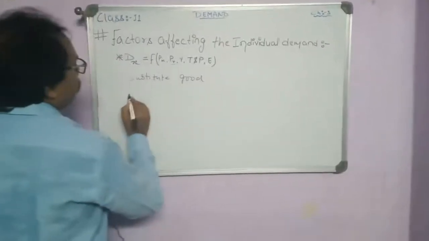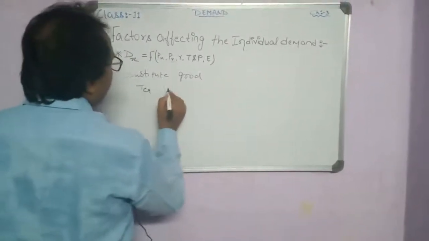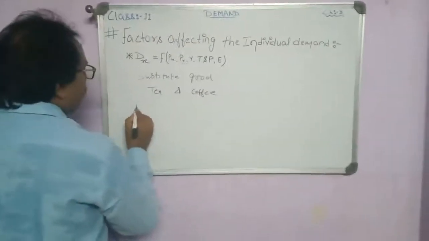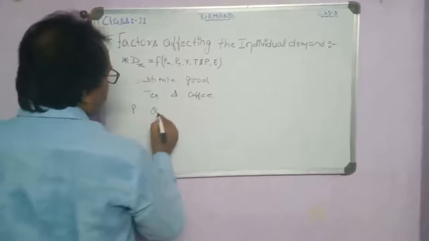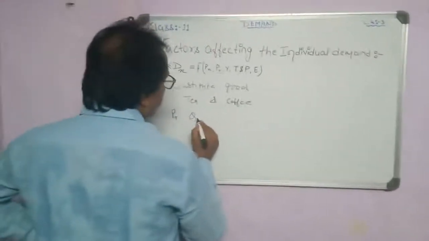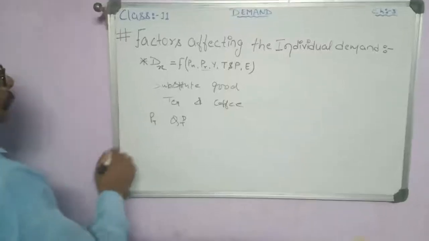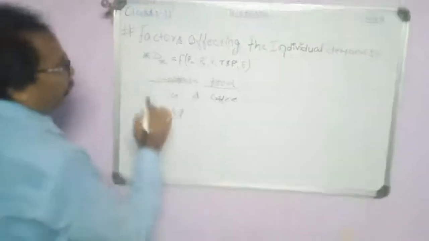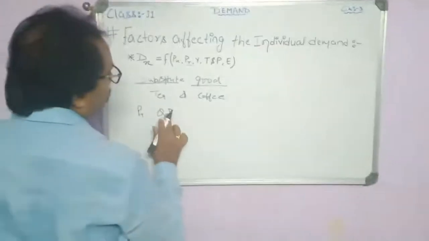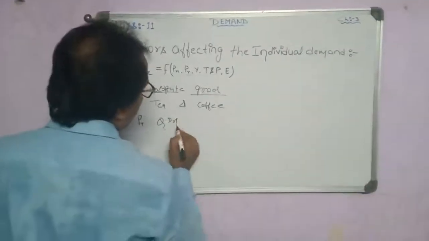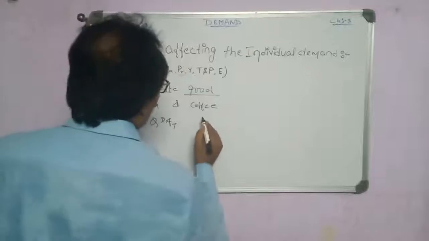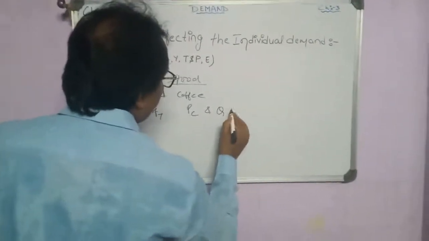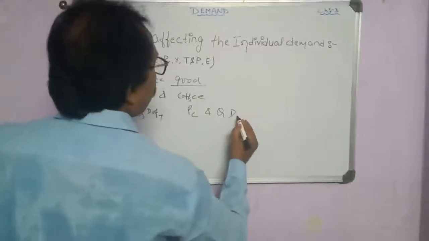So here, tea and coffee. Here, price and quantity of tea. Substitute goods, that is the price of tea and quantity demand of tea. Now, price of coffee and quantity demand of coffee.